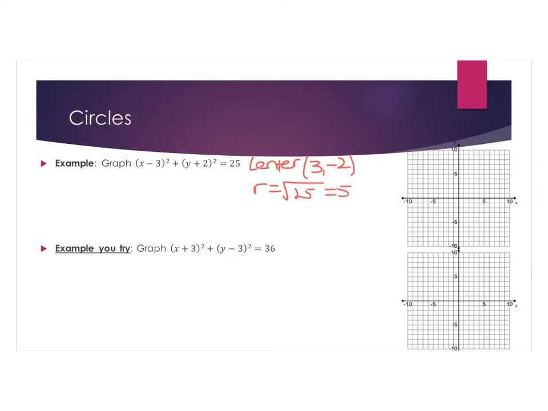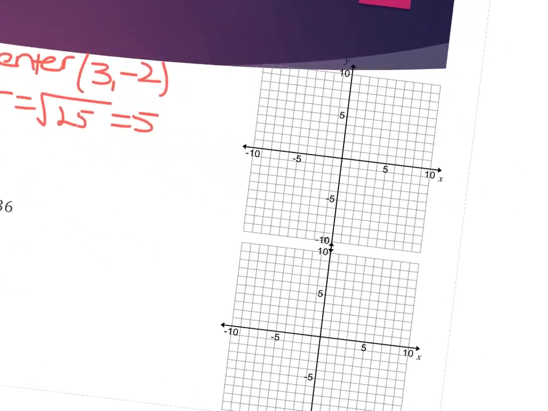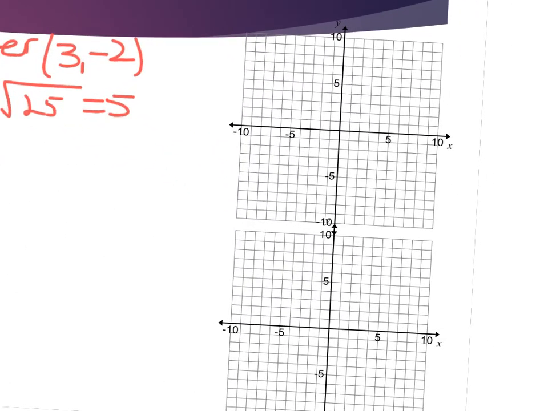So now we're ready to go over to our graph. And we're going to graph our center, 3, -2. And we're going to count 5 units right, 5 units up, 5 units to the left, 5 units down. And then we're going to draw our circle to the best of our ability.